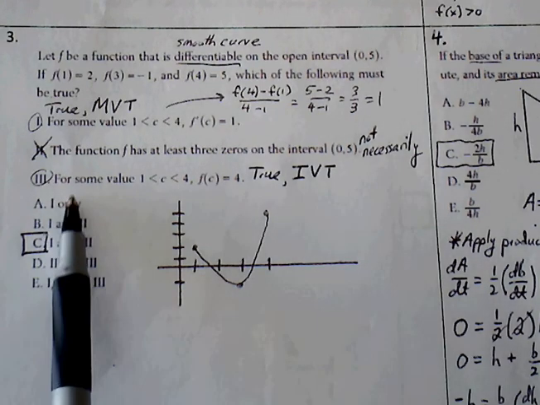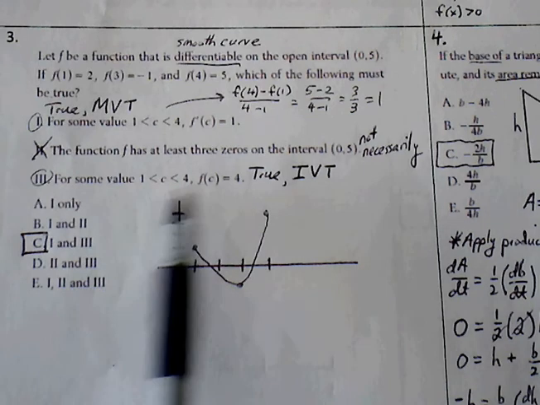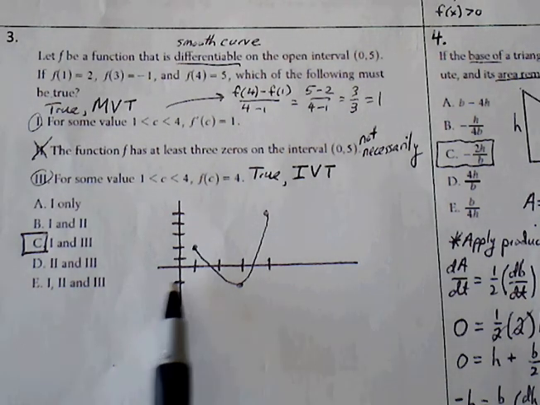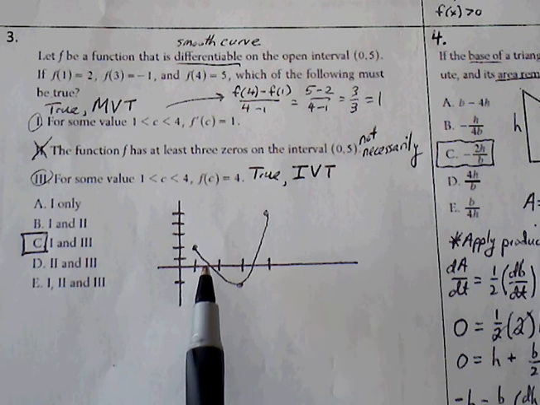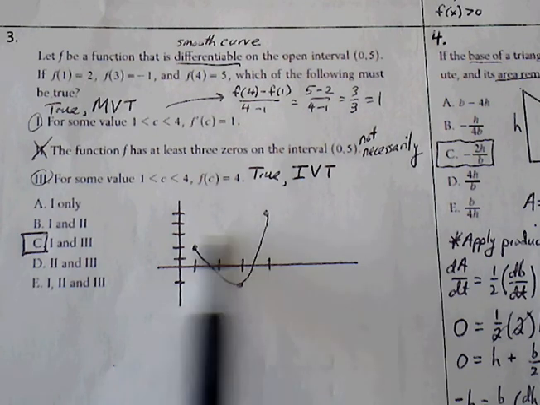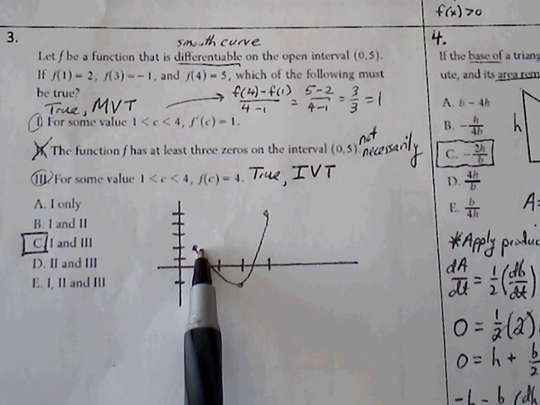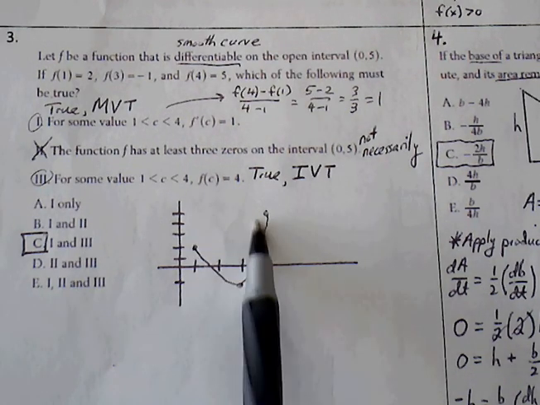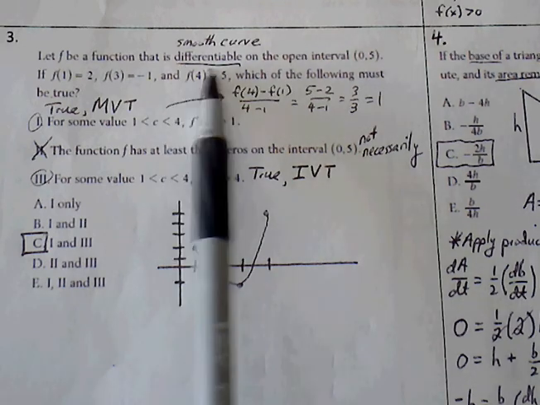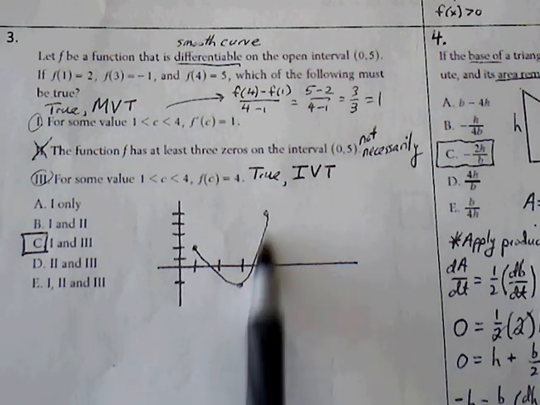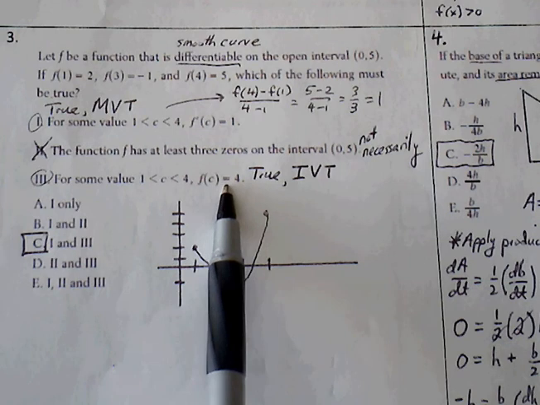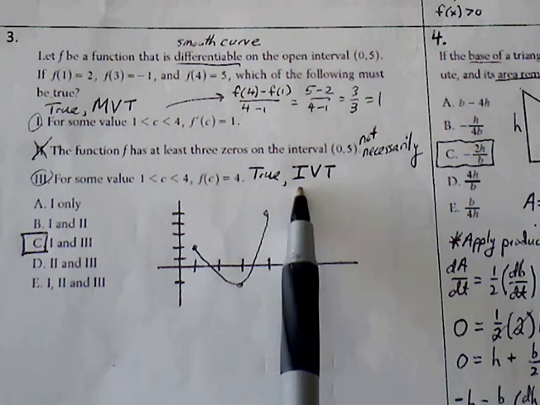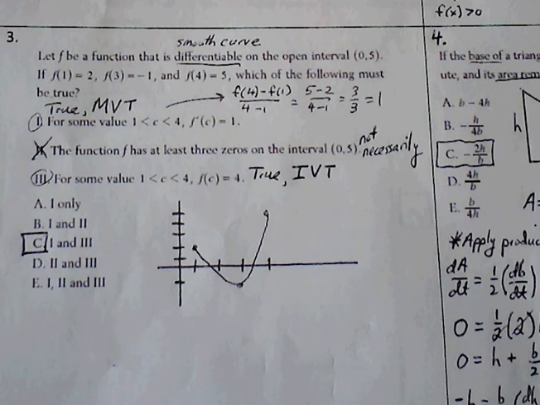For 3, between 1 and 4, f(c) is equal to 4. So are we guaranteed that there's going to be a y value of 4? That will be guaranteed because we see that we have a y value of 2 here, we have a y value of 5, and through the Intermediate Value Theorem, because it's continuous, we know the y value has to cross 4 at some point between the endpoints. So through the Intermediate Value Theorem, we know that's true, so only 1 and 3 will be true.